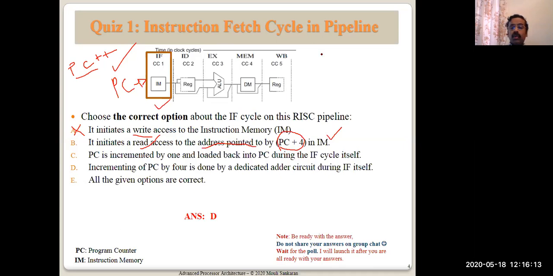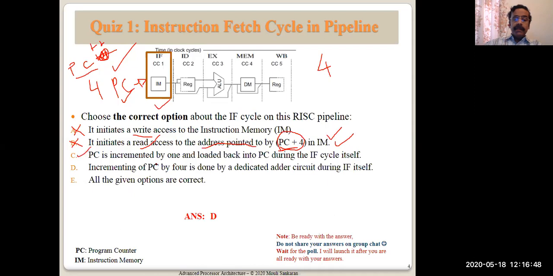Now the question is, why is it incrementing by 4? It is not increment by 1. The scalar value is 4. If I say PC plus plus, it is a pointer of scalar size 4 bytes. So it is trying to access the next instruction in the next cycle. It is preparing the PC to point to the next instruction, so that will not be accessed in the current cycle. So it is not plus 4. So it is wrong.